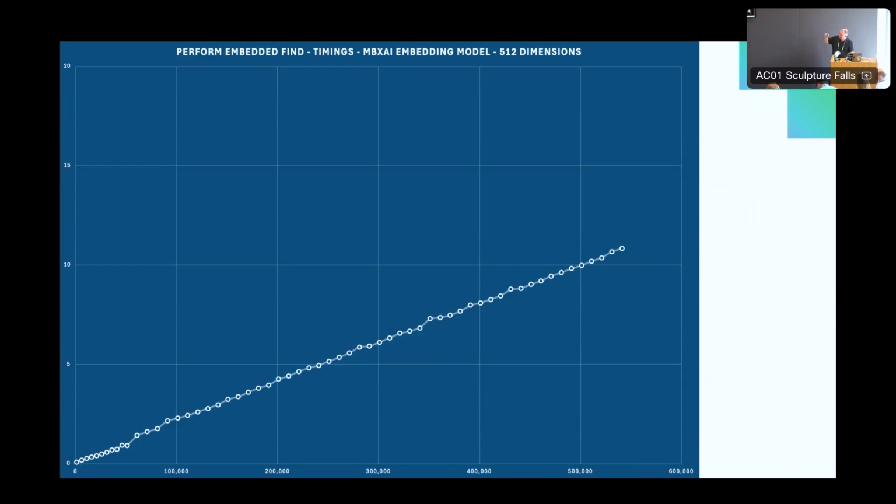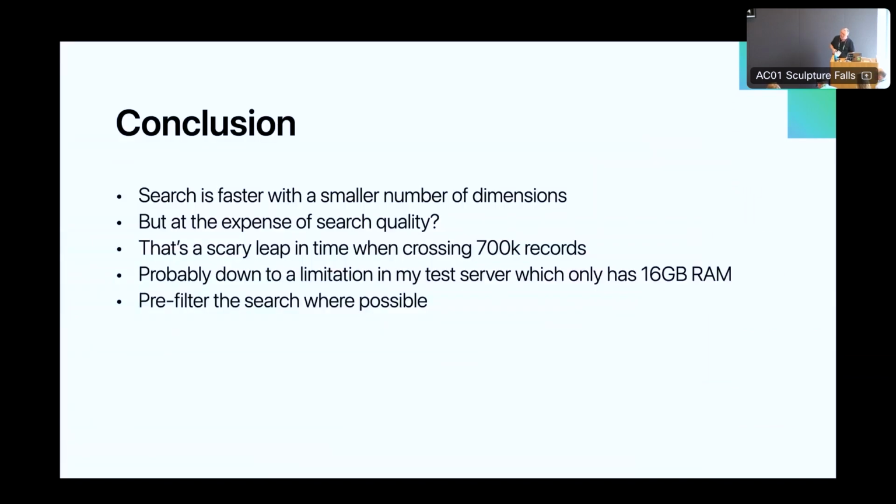It's a similar chart for a smaller number of dimensions. So, conclusion: search is faster with a smaller number of dimensions, but the search quality potentially might not be as good. And where possible, pre-filter the search.